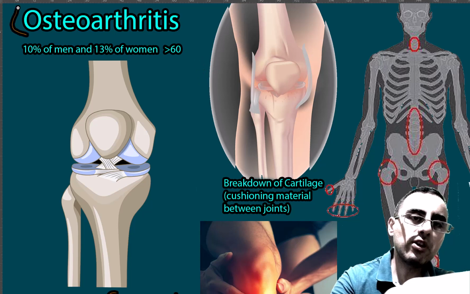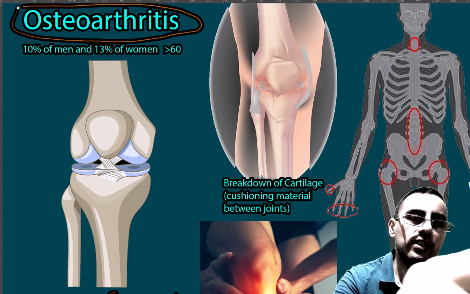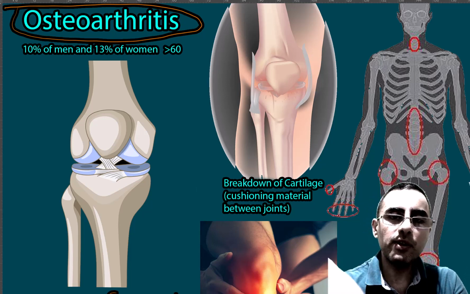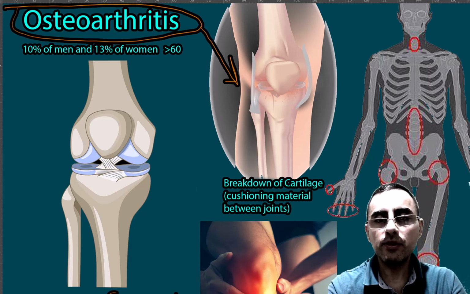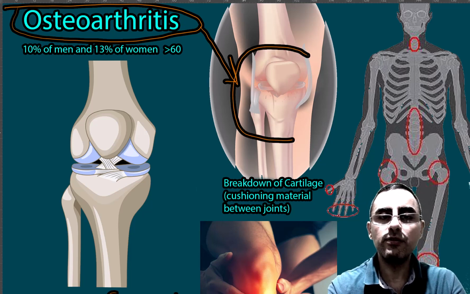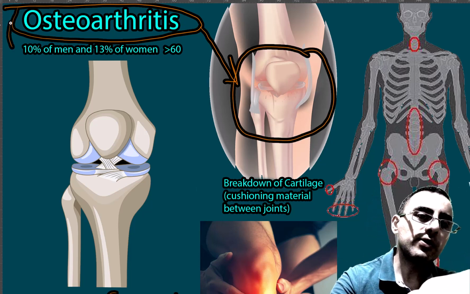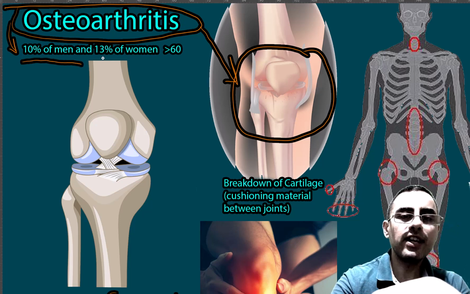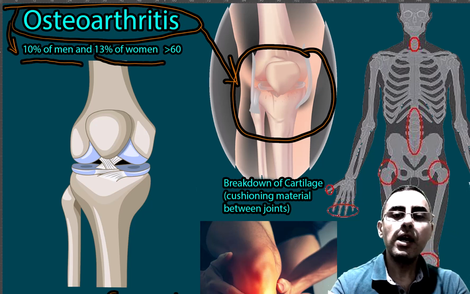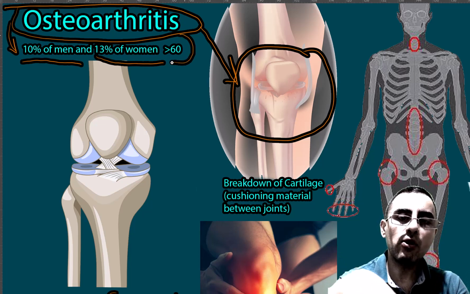Osteoarthritis is the most common cause of disability in the world, and osteoarthritis is the most common form of arthritis. Arthritis is inflammation of joint. Osteoarthritis affects around 10% of men and 13% of women more than 60 years old.